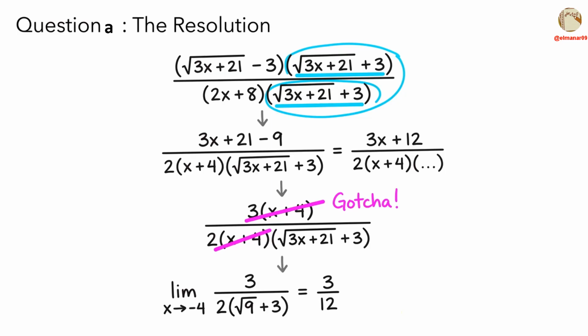We get 3 divided by 2 times the square root of 9 plus 3, which is 3 divided by 2 times 6, which is 3/12. Simplified result? 1/4. Well done!